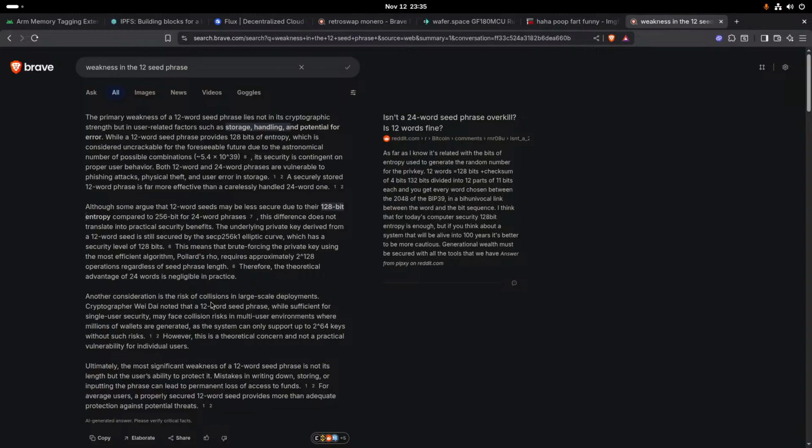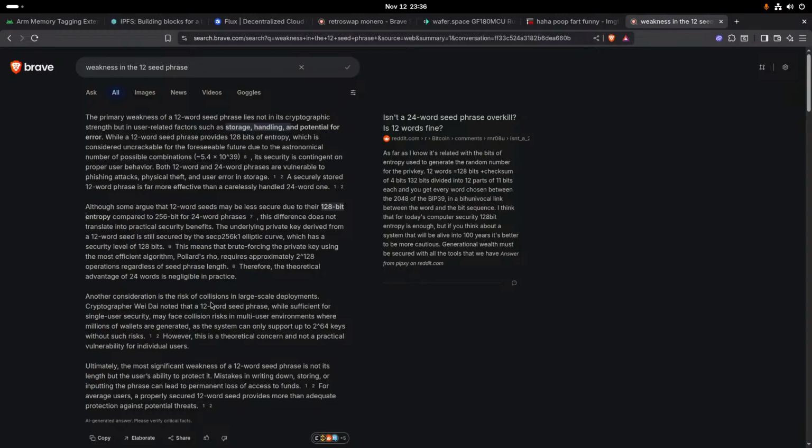Another consideration is the risk of collision in large-scale deployments. Cryptographer Wayne Dillon noted that 12-word seed phrases, while sufficient for single-user security, may face collision risk in multiple user environments where millions of wallets are generated, as the system can only support up to 2 to the power of 64 keys without such risk. The double collision is something that people have thought about, where I think two people would get the same wallet address, and this would cause an issue. But it's obviously negligible because it's 2 to the power of 64 keys without such risk.